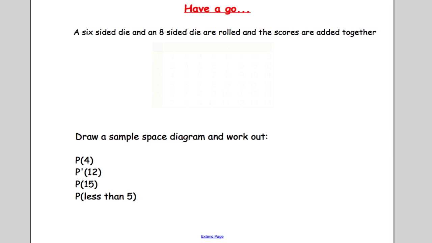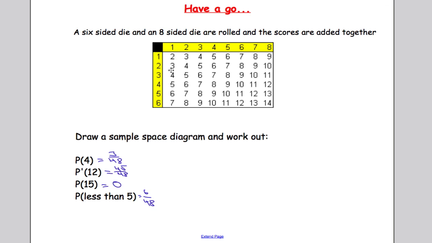Okay, hopefully you've had a go at that. Fairly straightforward. So your sample space diagram should look something like this after it's drawn out, and then the probabilities are given as follows. Now you might notice something here, 3 over 48. That could be simplified to 1 over 16. It's not a big deal to leave your fractions as they are. You don't always need to simplify. It makes it slightly easier, I feel, when you leave the probabilities all to the same denominator.